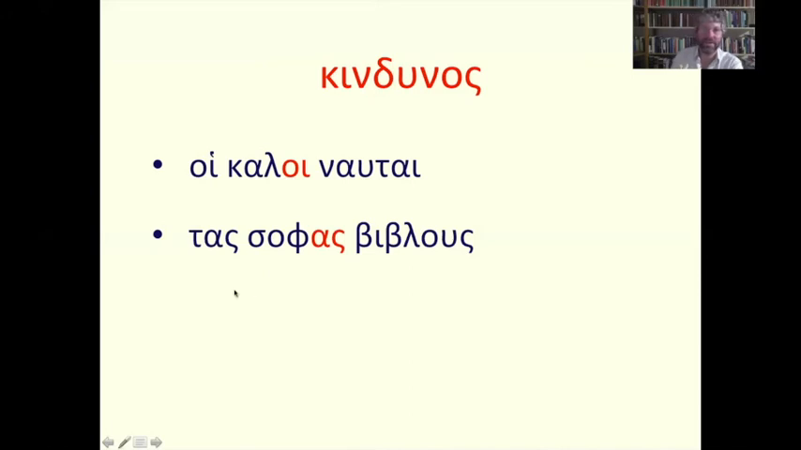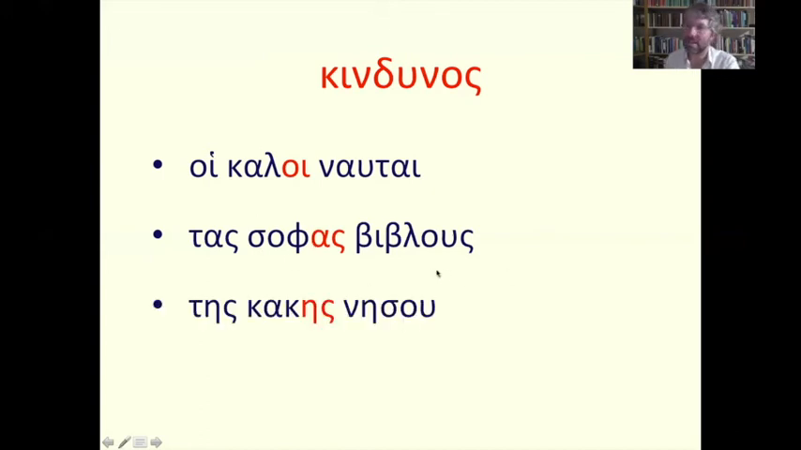Conversely, tas sophas biblous. Biblos, which means a book, is feminine. Because it ends in os, it's group 2 like logos, and so the accusative plural is biblous. But we can't say tous sophous biblous because that's then the wrong gender. So sophas has to be feminine because the book is feminine. So tas sophas biblous is the correct form, even though the endings no longer rhyme.